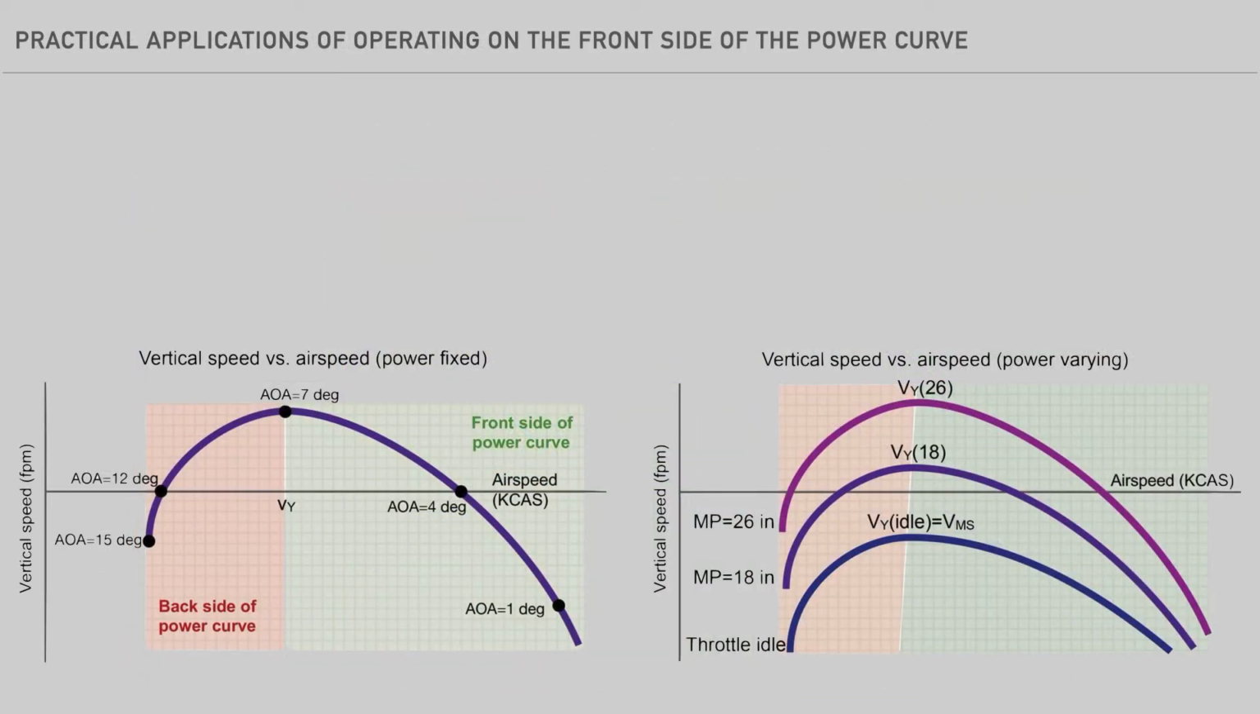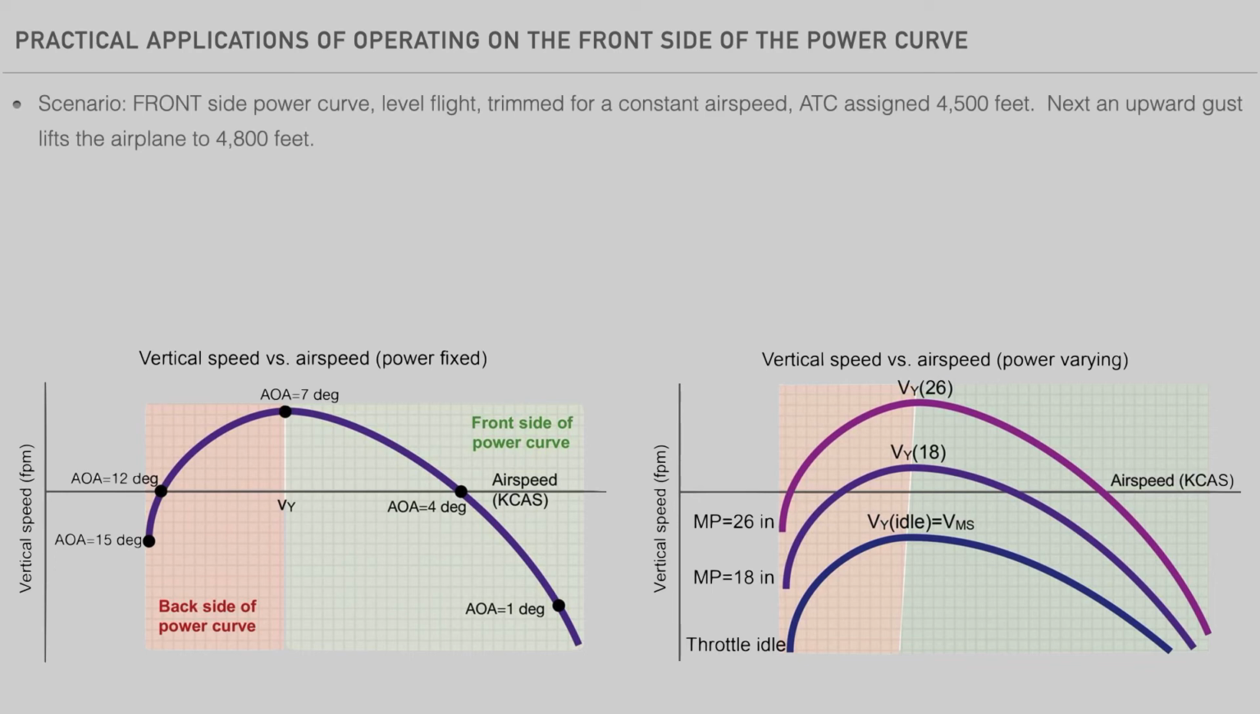Now let's look at some practical applications of operating on the front side and back side of the power curve. In the first case, we are on the front side of the power curve, in level flight, and trimmed for a constant airspeed with an ATC assigned altitude of 4,500 feet. At some point, an upward gust lifts the airplane to 4,800 feet.